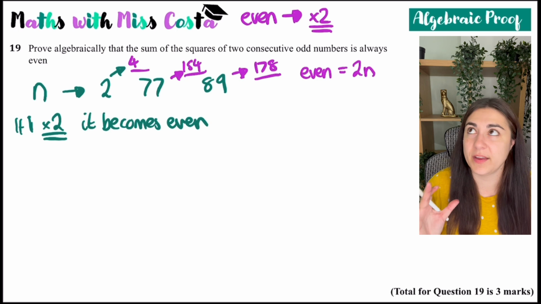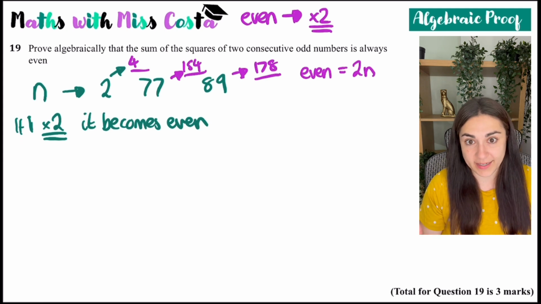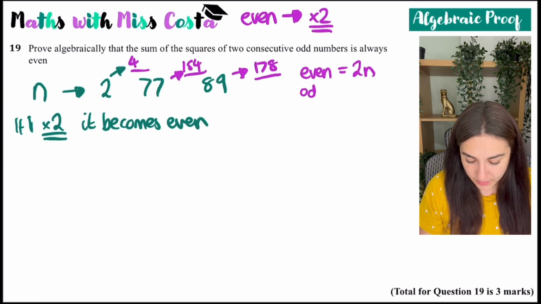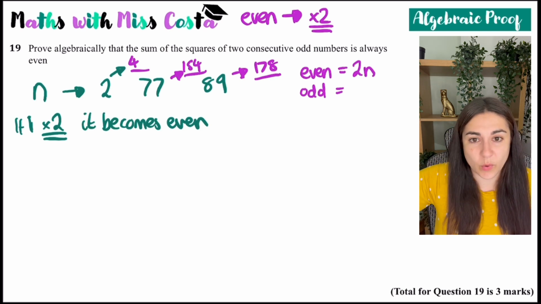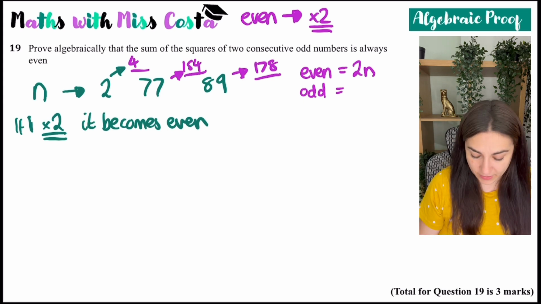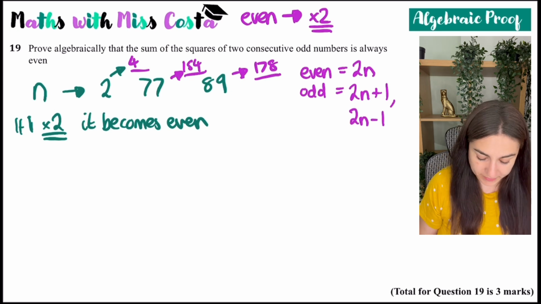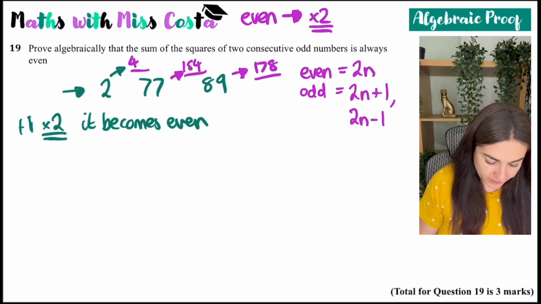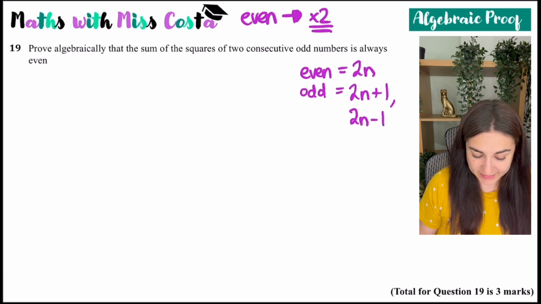Okay, because whether it's odd or even, if we times it by 2, it will still be even. So in order to represent an even number algebraically, we call it 2n. Therefore, if an even number is 2n, an odd number is always 1 more or 1 less than an even number. So an odd number could be 2n plus 1, or you could represent it as 2n minus 1. And that's the really basic key thing that you just need to know and understand.